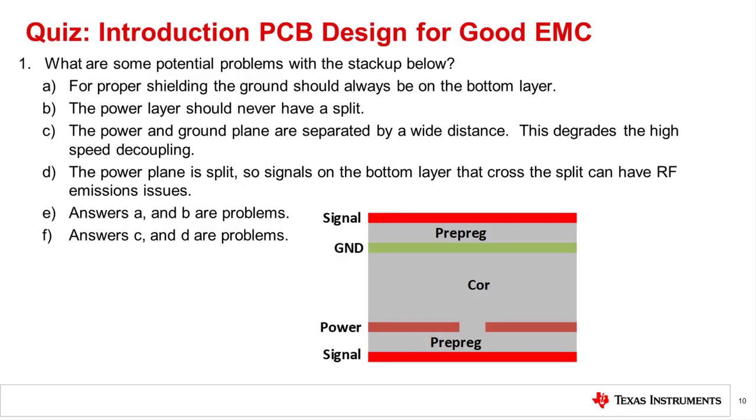Question 1. What are some potential problems with the stack-up below? The correct answer is F. Answers C and D are problems. Keeping the ground and power close together reduces the high frequency impedance between the planes. This low impedance will effectively short out the power supply noise. In this case, the power and ground are separated by a large distance, so the high-speed decoupling will be degraded. Also, the power plane is split. This split can cause issues if signals are driven across the split.